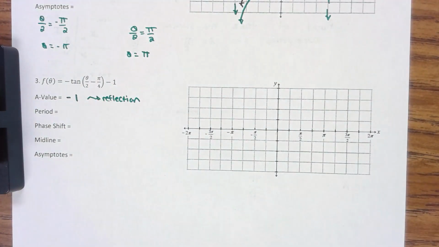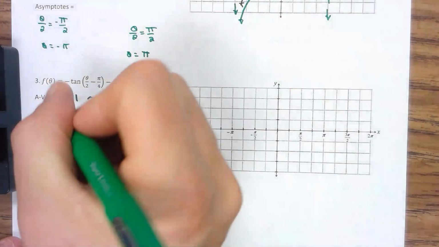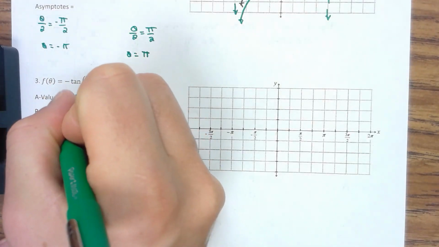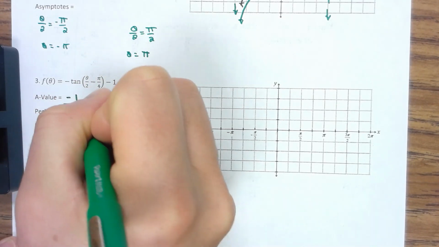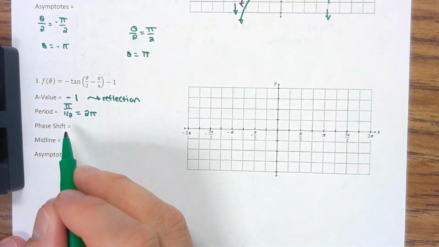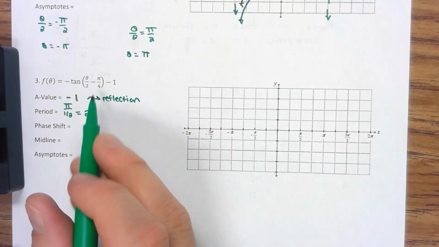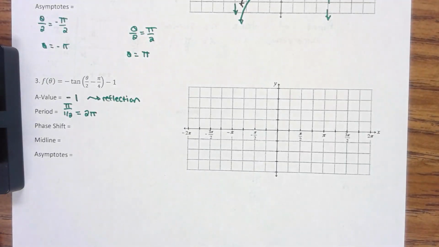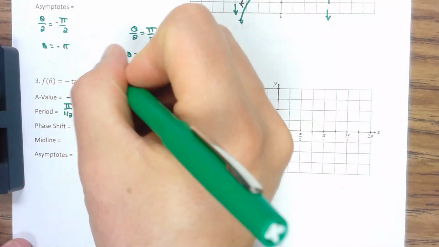Okay, specifically a reflection across the x-axis. The period is pi divided by 1/2, which is 2 pi. The phase shift, the most common wrong answer here would be right by pi over 4. However, this needs to get factored out.